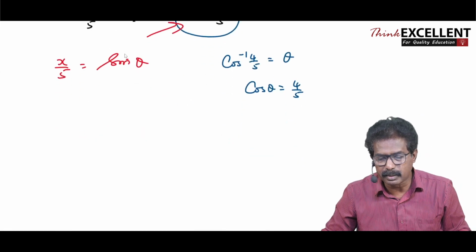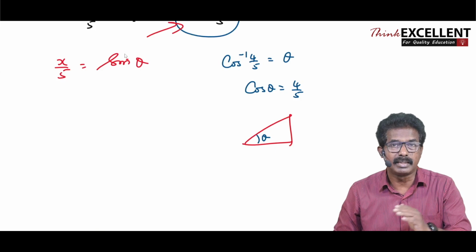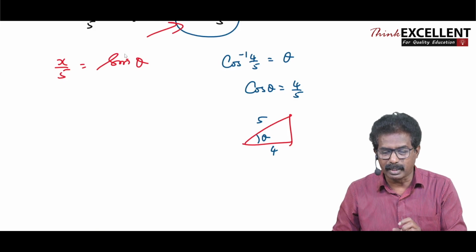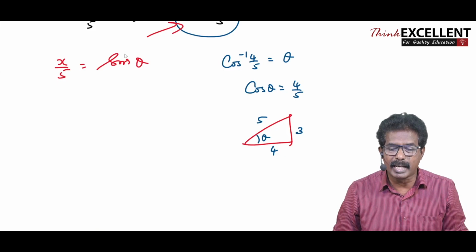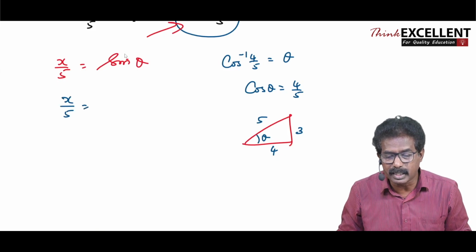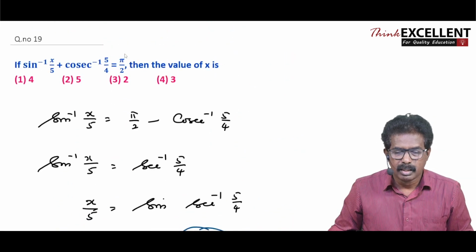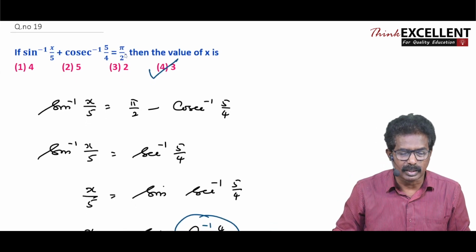Now we draw a diagram here. Cos theta is adjacent by hypotenuse. Adjacent is 4, hypotenuse is 5. So this will be a Pythagorean triplet. The third side is root of 5 square minus 4 square, 25 minus 16, root 9, it is 3. We want sine theta, so x by 5 is equal to sine theta. Sine theta is opposite by hypotenuse, which is 3 by 5. So 5 cancels and x is equal to 3. They asked for the value of x only, so the answer is 3, the fourth option. That's the correct answer.